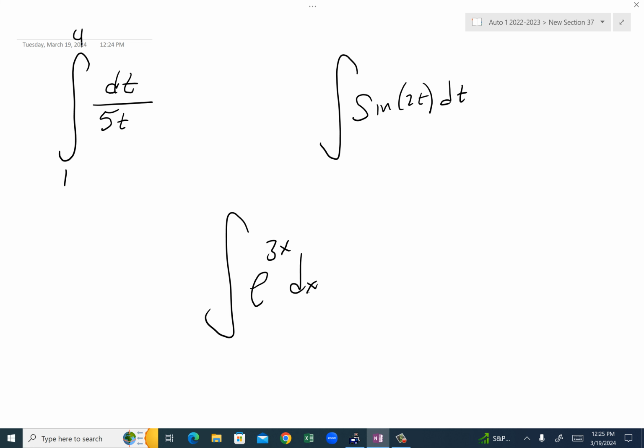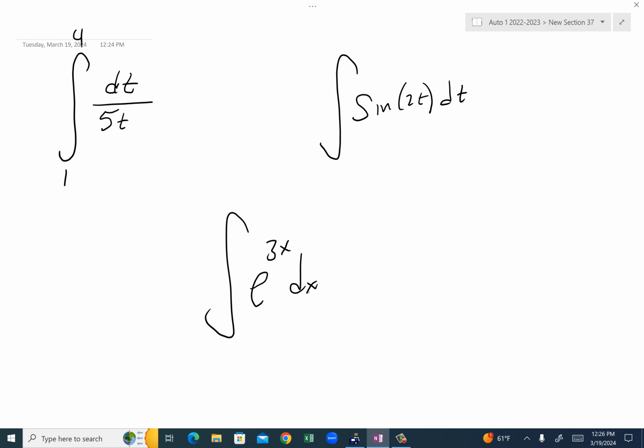These all look like functions we should know the antiderivatives for. Except what? What's different about them? Wait, you mean there's something inside? There's a function inside a function. So it's like the chain rule. We've got to go backwards on the chain rule.